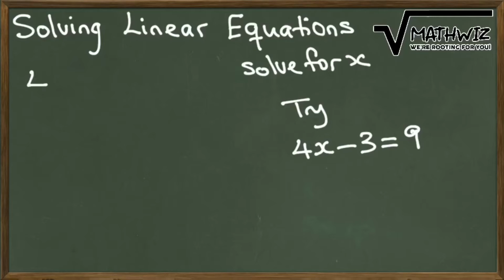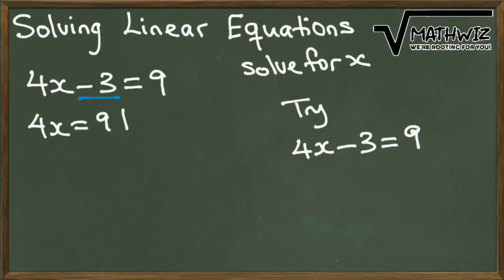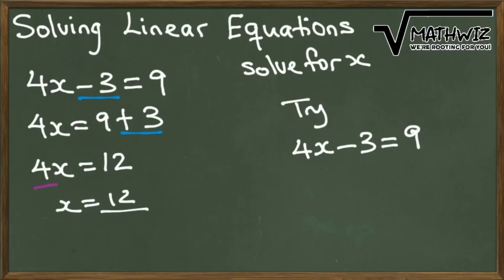All right, so we have 4x minus 3 is equal to 9. So the minus 3, when we take it to the opposite side, is going to become plus 3. And so 4x is equal to 9 plus 3, which gives us 12. And the 4, which is multiplied, when we take it across, we will divide. And 12 divided by 4 is going to give us 3.